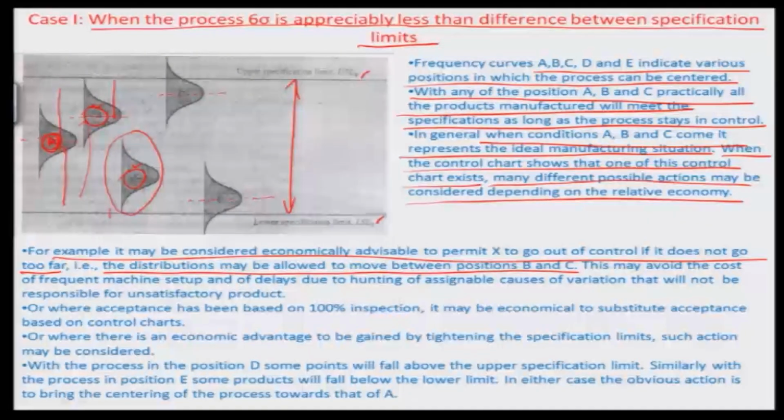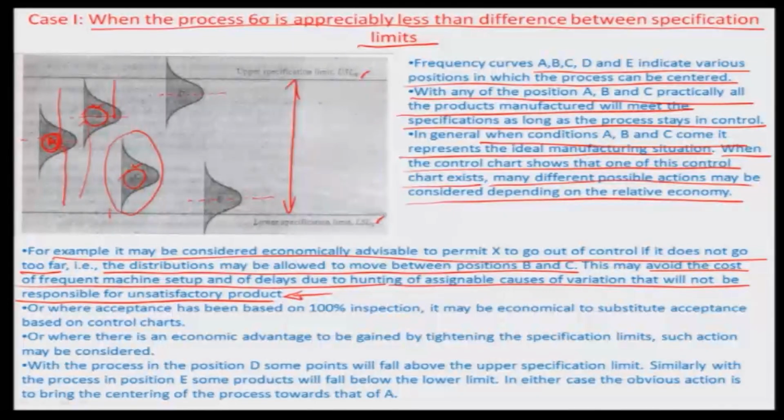This is to avoid the cost of frequent machine setup and of delays due to hunting for assignable causes of variation that will not be responsible for unsatisfactory product. Or, where acceptance has been based on 100% inspection, it may be economical to substitute acceptance based on control charts. So that is how the process spread and mean, centered about the upper and lower specification limits, indicate different levels and degrees of control which may be needed on the process.